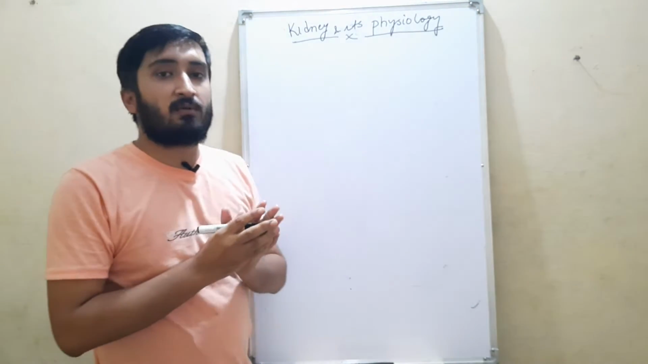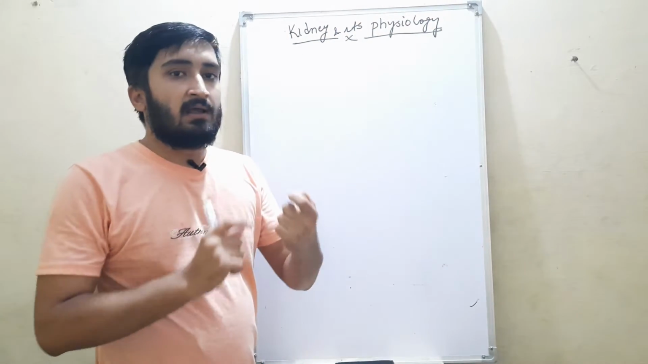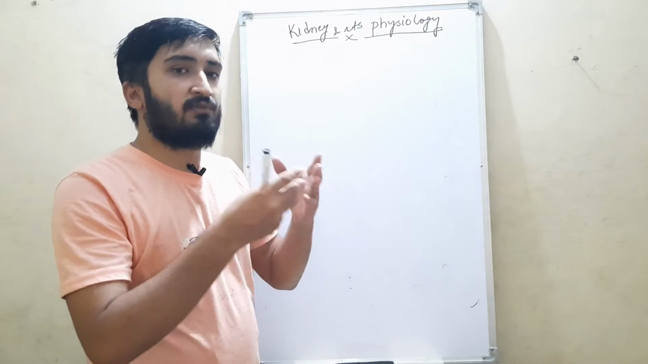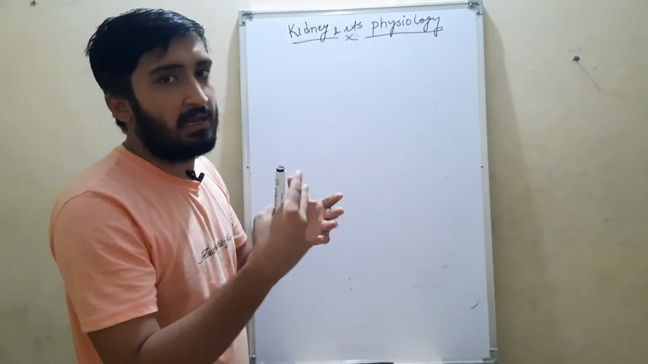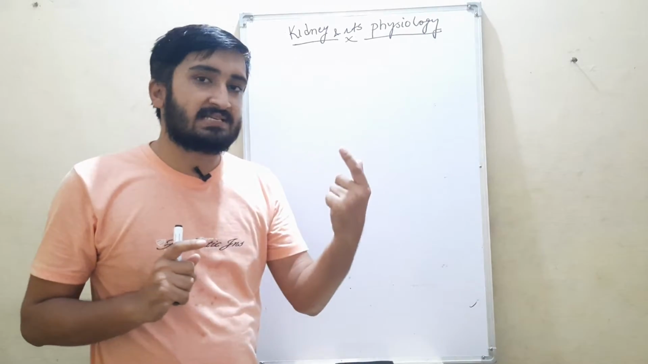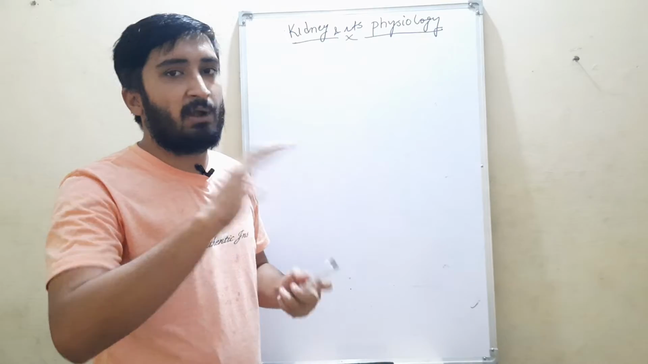The kidney is meant for performing two functions mainly. First, it excretes metabolic waste such as urea from the body, so we mammals are ureotelic in nature. Second, it maintains homeostasis inside the body. Homeostasis means the constant internal environment of the body.